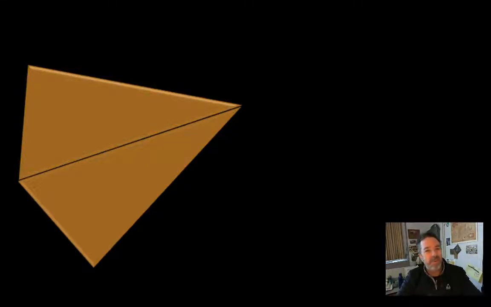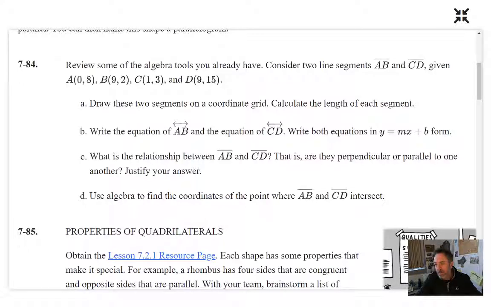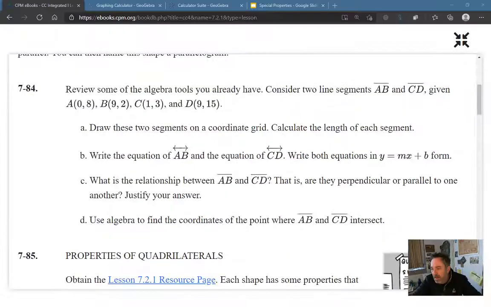Some of the shapes, I want you to do a little bit of internet research today. In problem 8-4, it says, review some of the algebra tools that we already have, and we're going to consider two different line segments. Consider the line segments AB and CD, given by these points. We're asked to draw those two line segments on a grid and calculate the length of each segment. Let's take a moment and set that up in GeoGebra so we can see exactly what's going on there.